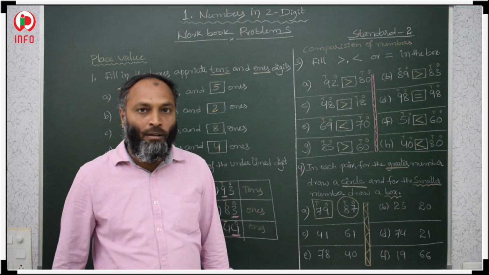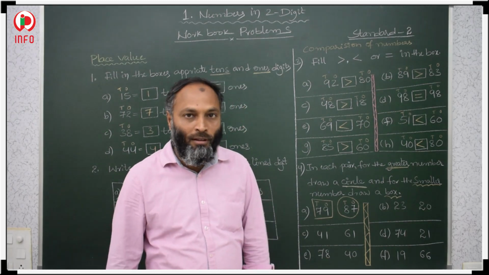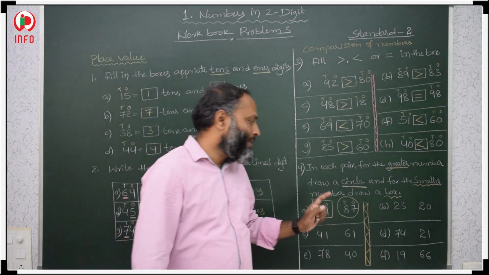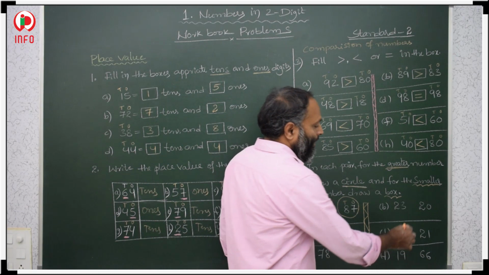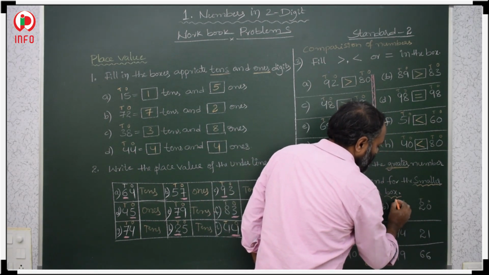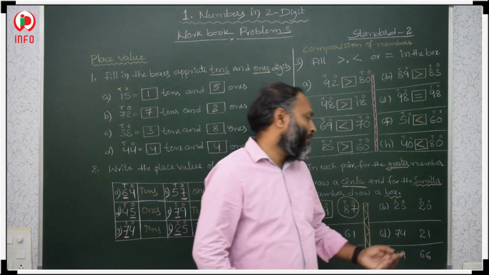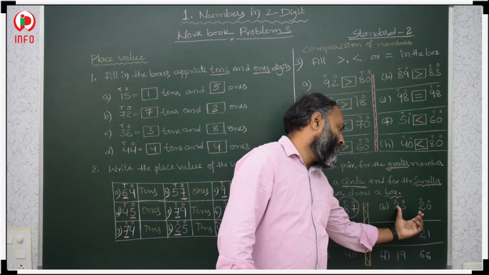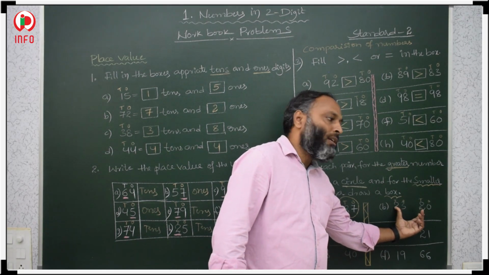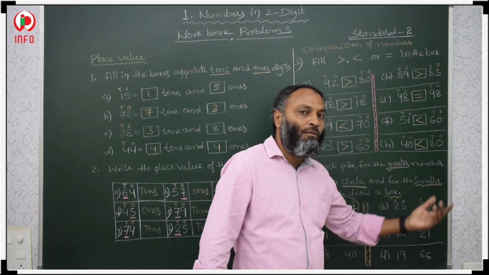For the bigger number, we have to draw a circle, and for the smaller number, we have to draw a box. In the second pair, this is in ones place, this is in tens place. Then how to compare? We compare from tens place. 2 and 2, both are 2, equal. If equal, then again we have to compare, so we go for ones place.